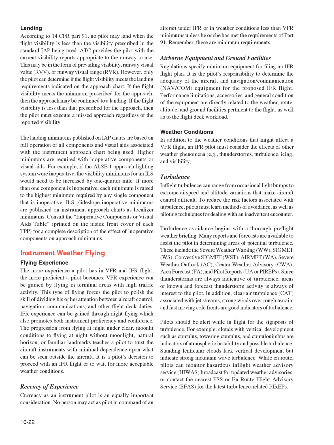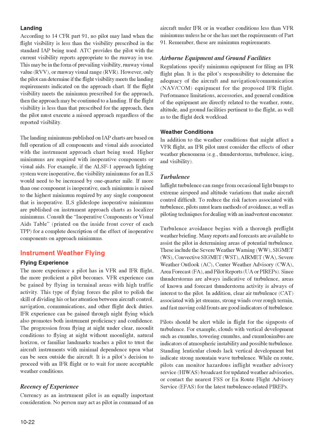Since thunderstorms are always indicative of turbulence, areas of known and forecast thunderstorm activity are always of interest to the pilot. In addition, clear air turbulence (CAT) associated with jet streams, strong winds over rough terrain, and fast-moving cold fronts are good indicators of turbulence. Pilots should be alert while in flight for the signposts of turbulence.